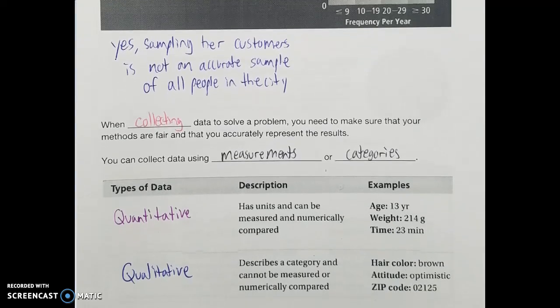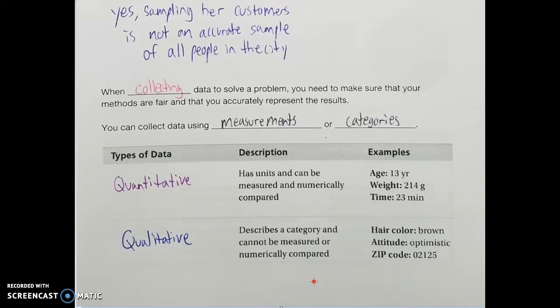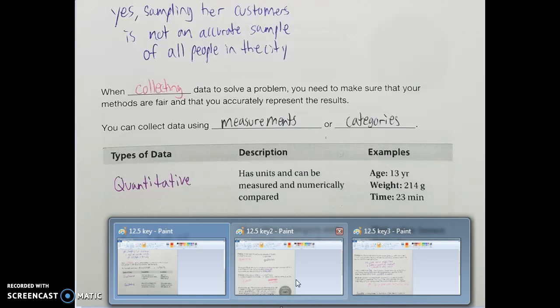And qualitative is going to describe a category of something that cannot be measured or numerically compared. So things like hair color, eye color, attitude, zip code. So even though you have a number for something like zip code, again, I can't take an average of any zip codes and have it mean anything. I can't count them together. It's just still going to be a category.